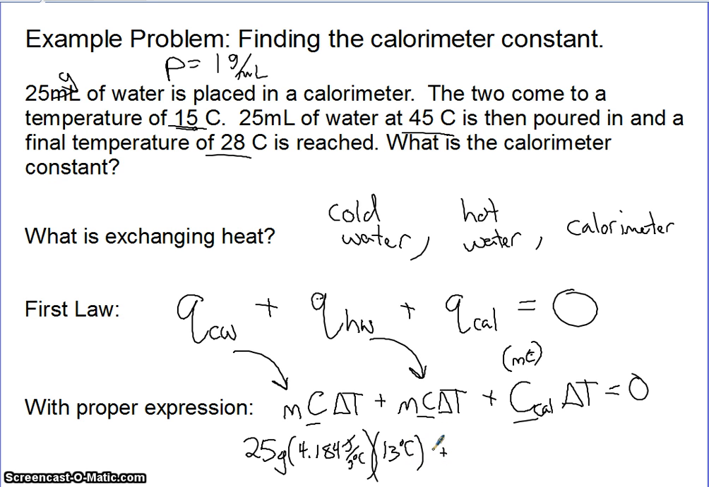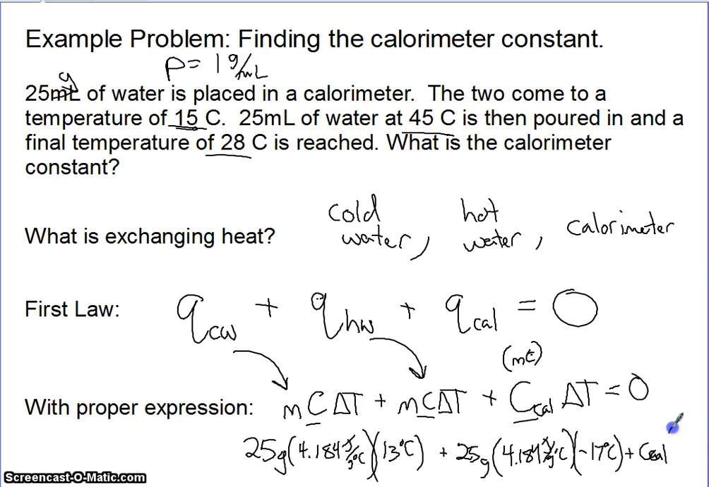All right, hot water, mass. I don't have much time, so I better go fast. 25 grams, 4.184 joules per gram degrees Celsius for the hot water. Temperature change of the hot water, it went from 45 down to 28. That's a drop of negative 17 degrees Celsius. The calorimeter, I don't know the CCal. That's the point of this problem.